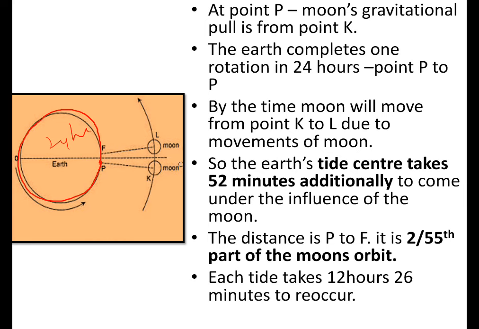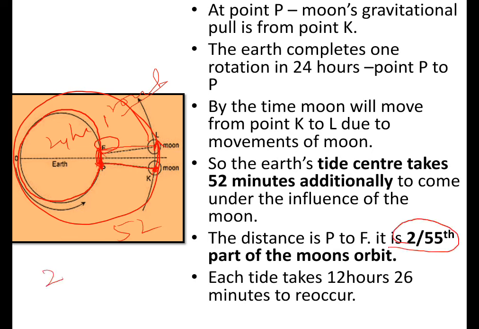By that time, since the rotatory force of the moon is very less, the moon is revolving around the earth like this. When the earth started rotating from P, the moon was at point K. When it finished one rotation, the moon moved to point L. So the earth has to rotate further from point P to point F to come under the influence of the moon's gravitational force. That's why this PF distance takes 52 minutes.